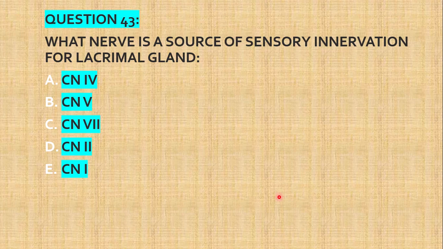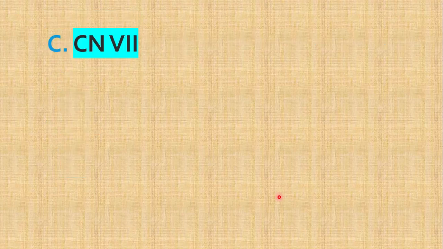Question 43. What nerve is a source of sensory innervation for the lacrimal gland? Oh, do you want to have some tears? What nerve is responsible? It is the facial nerve. And the answer to this question is option C, the facial nerve, cranial nerve 7.